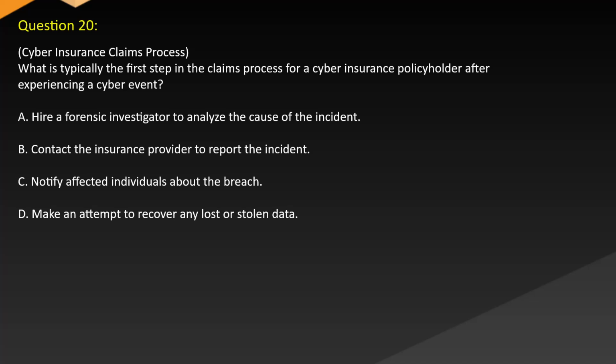Question 20. Cyber insurance claims process. What is typically the first step in the claims process for a cyber insurance policyholder after experiencing a cyber event? A. Hire a forensic investigator to analyze the cause of the incident. B. Contact the insurance provider to report the incident. C. Notify affected individuals about the breach. D. Make an attempt to recover any lost or stolen data.